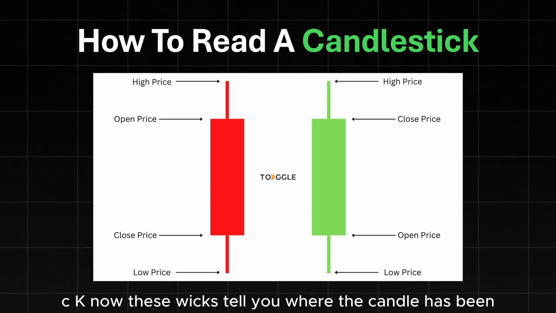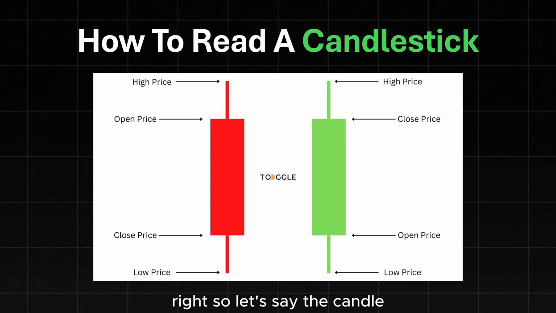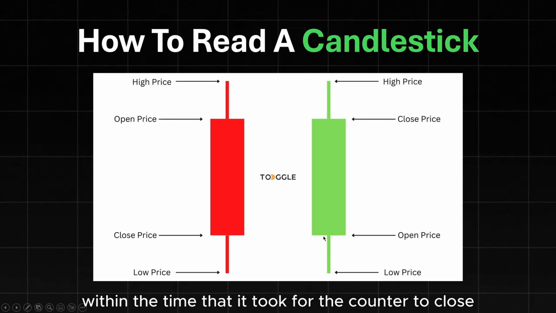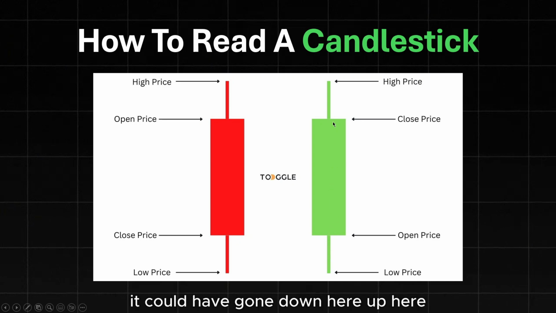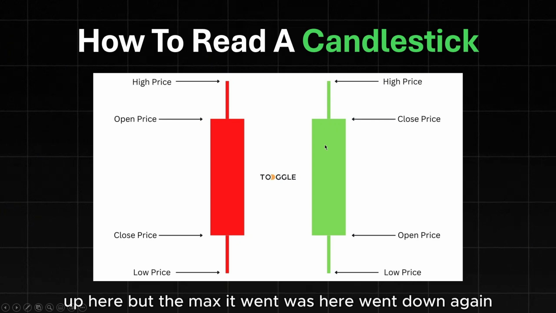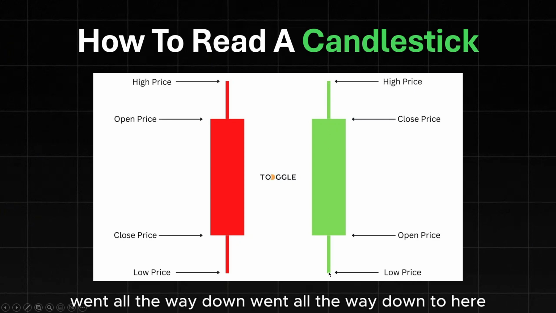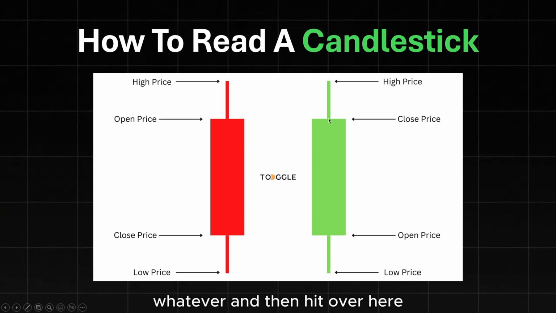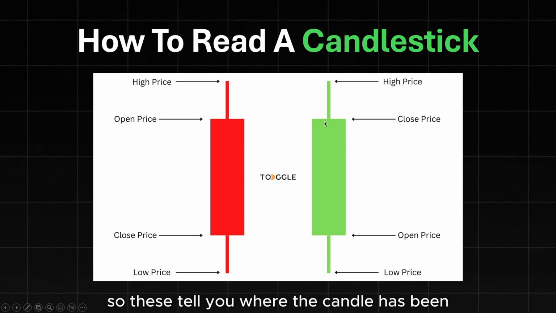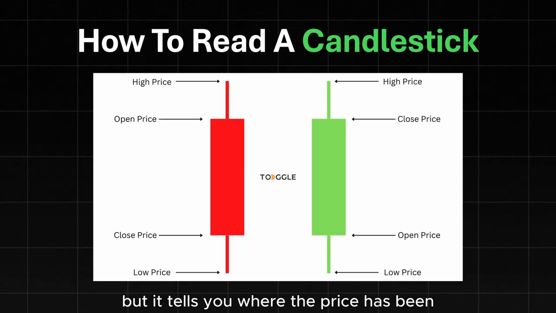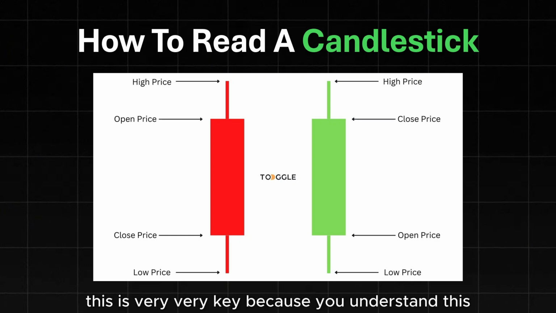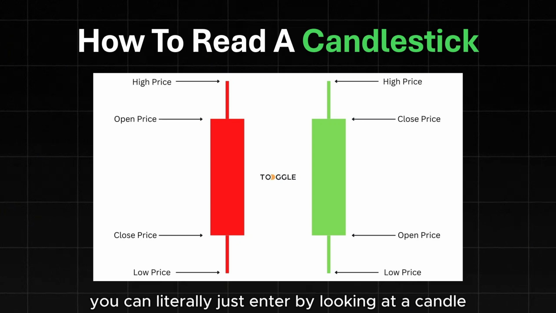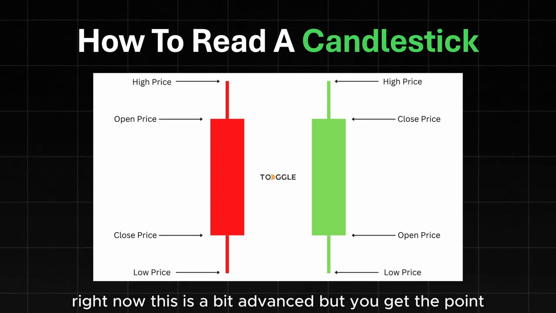These wicks tell you where the candle has been. Let's do a green candle, it's easier. Let's say the price opened over here. Within the time it took for the candle to close, it could have gone up here, down here, up here, but the max it went was here. It went down again, up again, all the way down to here, and then eventually climbed back up and hit over here. So these tell you where the candle has been. It doesn't tell you where the candle closed, but it tells you where the price has been within that candle. This is very key, because if you understand this, you can literally enter by looking at a candle. Right now this is a bit advanced, but you get the point.